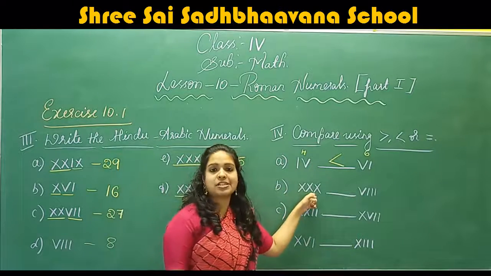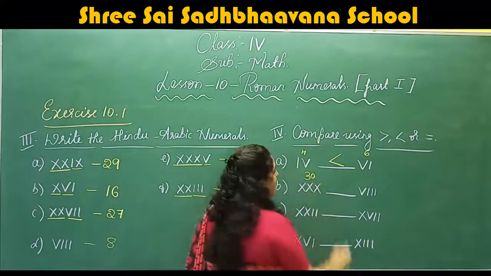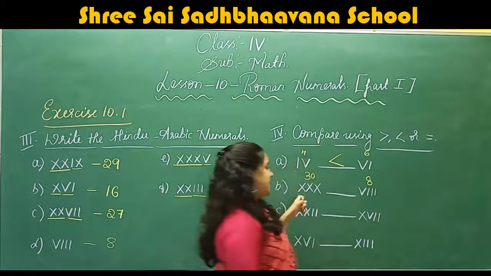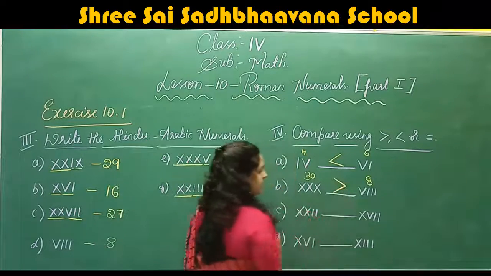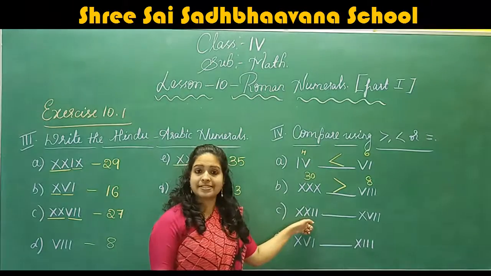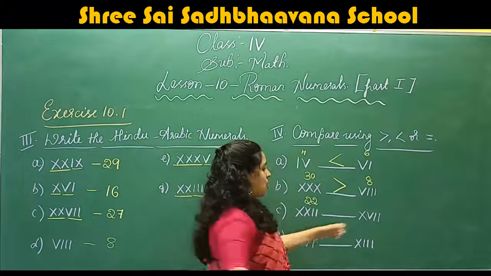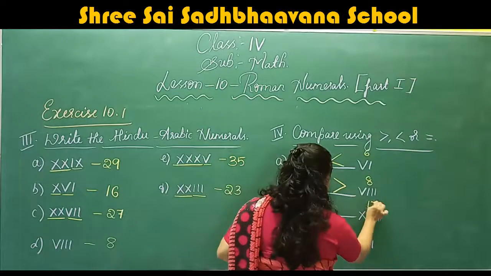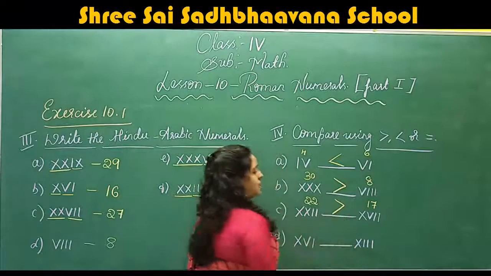Coming to the next one. Read this Roman numeral, children. 30. Okay, this is 30. What about this? 8. Okay? Yes. So which one is the greatest one? 30 is the greatest one. Next, here you see. Read the Roman numeral. How much is this? 22. This is 22. What about this? How much is this? 17. So which one is the greatest one? 22 is the greatest one.